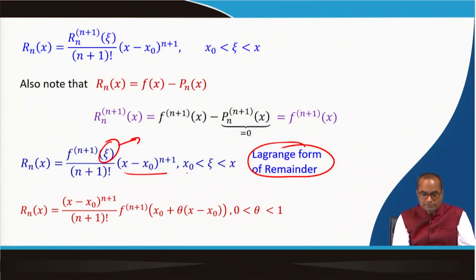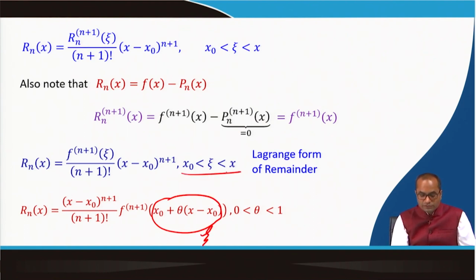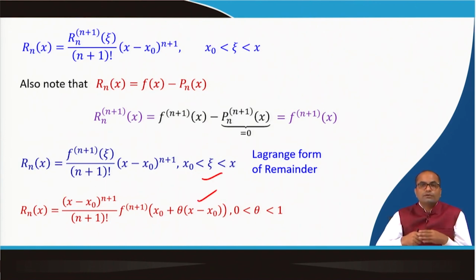that instead of writing this ξ, because we know that ξ lies between x₀ and x, that can be also written in this form: x₀ plus some θ times (x − x₀). So if θ is approaching 0, for instance, this argument will approach x₀, and with θ approaching 1, it will approach x. So this argument is the same as ξ here. ξ was also between x₀ and x, and this expression for different values of θ will also be between x₀ and x, and the rest everything remains the same. So this is either this one or this one. These forms are called the Lagrange form of remainder.